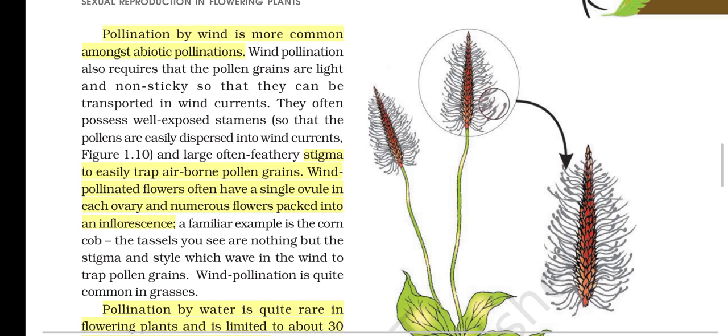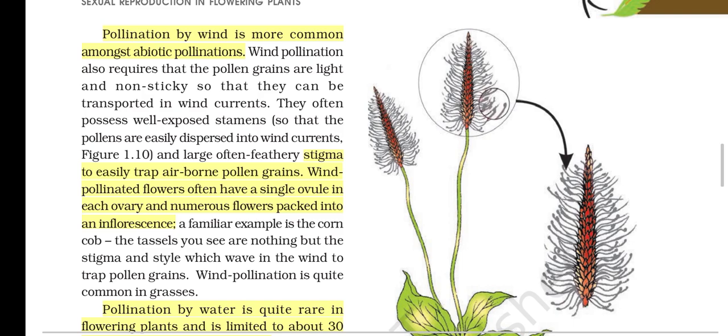Pollination by wind is more common amongst abiotic pollinations. Wind pollination also requires that the pollen grains are light and non-sticky so that they can be transported in wind currents. They often possess well-exposed stamens so that the pollens are easily dispersed into wind currents, and large, often feathery stigma to easily trap airborne pollen grains. Wind-pollinated flowers often have a single ovule in each ovary and numerous flowers packed into an inflorescence.